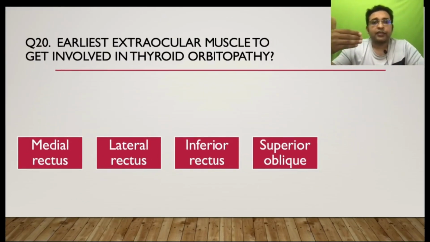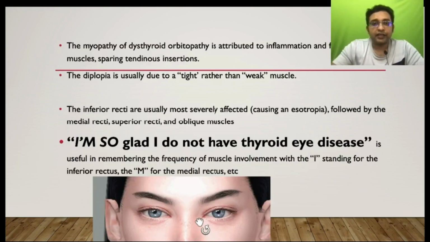CNS, 20th question: earliest extraocular muscle to get involved in thyroid orbitopathy. So you know the various signs in thyroid orbitopathy, or thyroid ophthalmopathy, or in Graves' disease. What do you think is the earliest muscle to get involved? Is it medial rectus, lateral rectus, inferior rectus, or superior oblique? So many questions could be asked from this side.